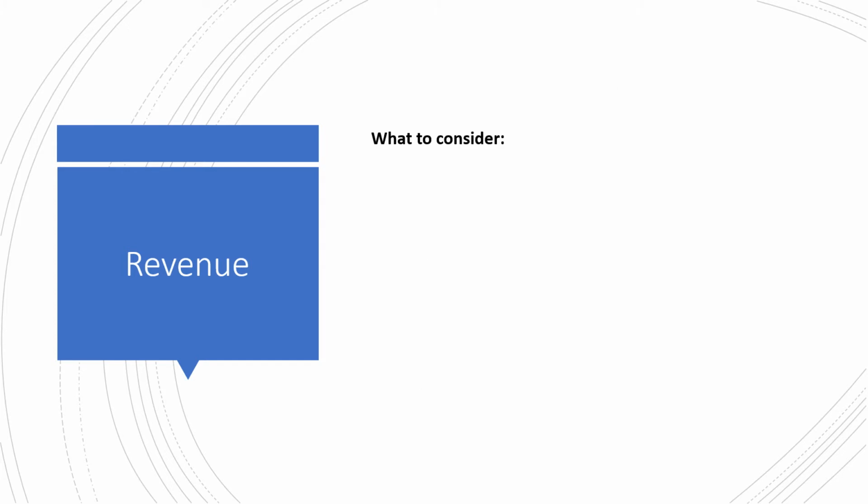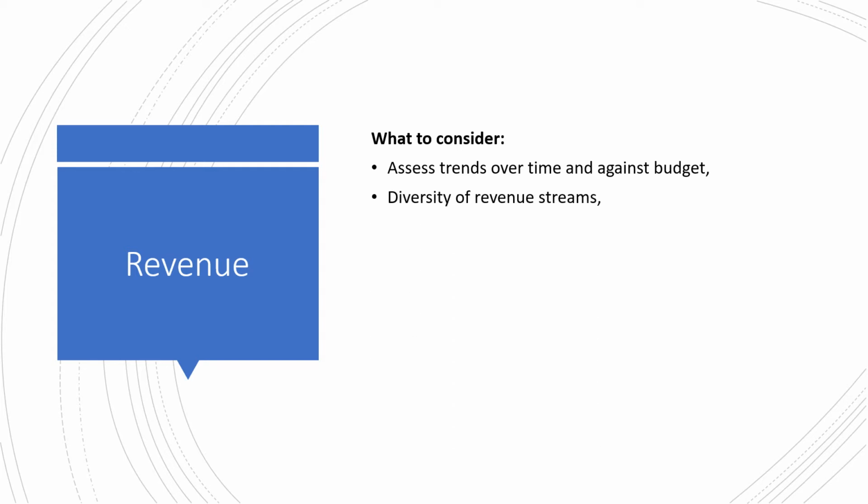When reviewing the revenue section of the income statement, you need to consider the following. You need to assess revenue trends over time and against budget. The organisation should be aiming to increase revenue levels. Management should be budgeting for an increase in revenue. Do you need to diversify revenue streams? How heavily reliant on grant funding is the organisation? Can you develop a social enterprise to fund your cause? A social enterprise is when you apply commercial strategies to maximise improvements in financial, social and environmental well-being.